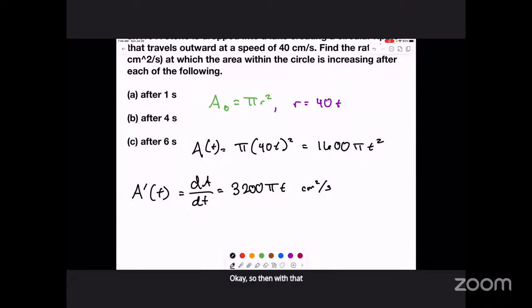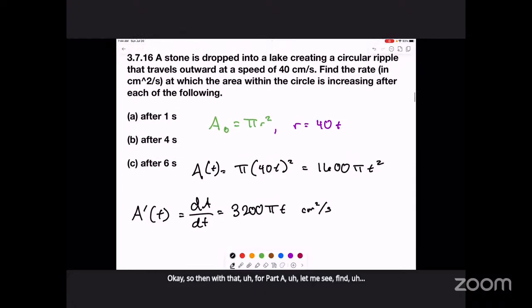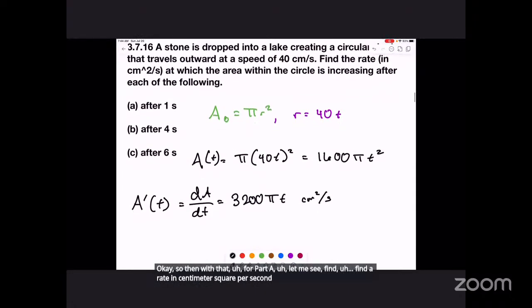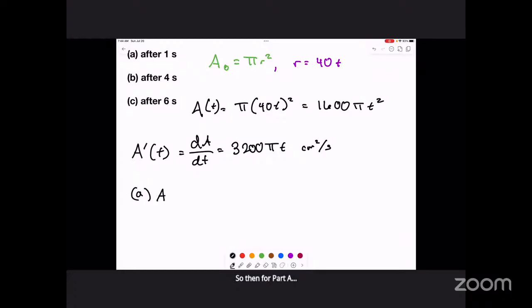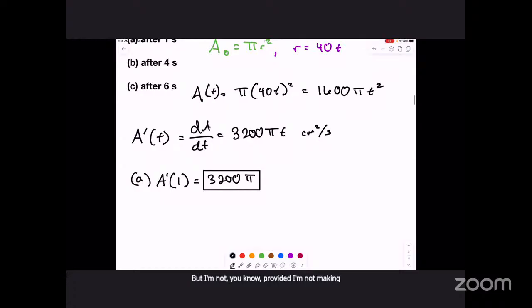Okay, so then with that, for part A, find the rate in centimeters squared per second at which the area of the circle is increasing after each of the following. So for part A, A prime of 1 second. If we plug in a 1, we're going to get 3200 pi. So that's the result for part A, at least it should be, provided I'm not making mistakes.